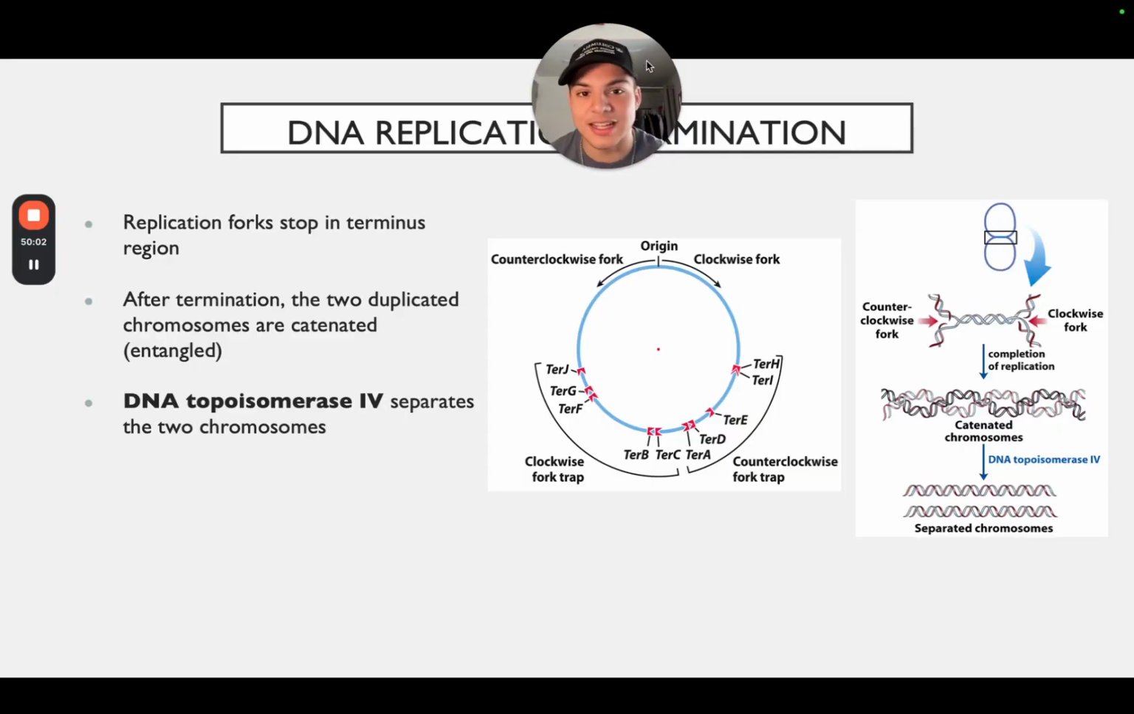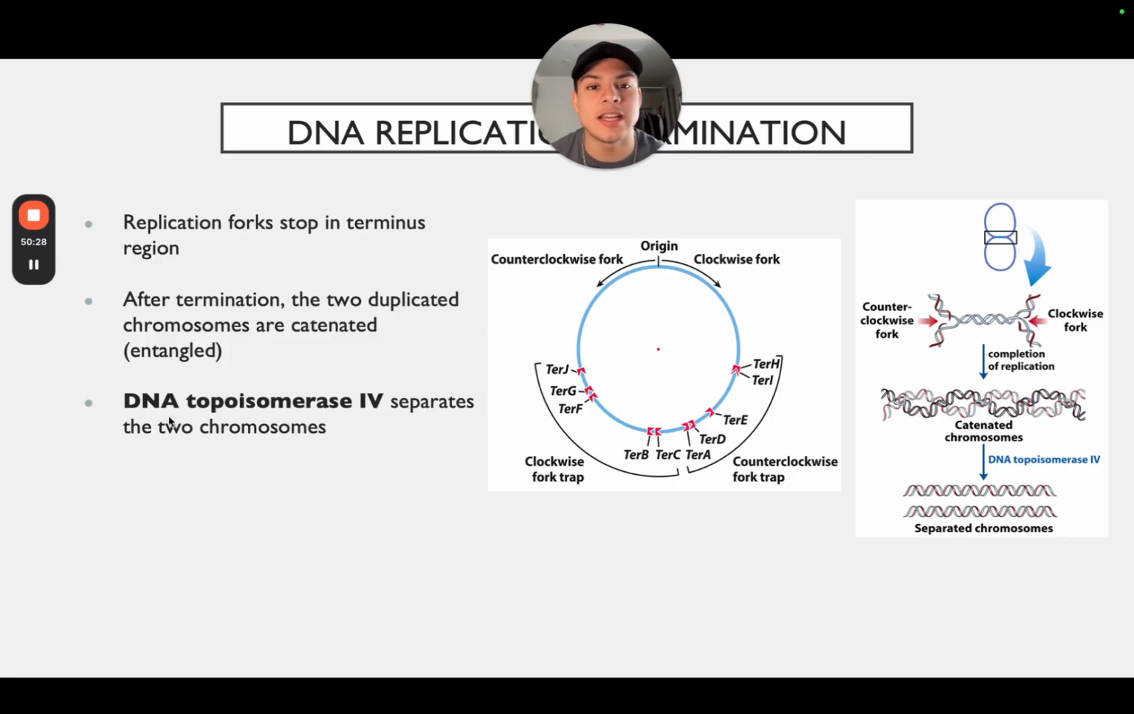So now moving on to the last step, DNA replication, the termination. The replication fork stops in the terminus region, into these terminus sequences, stop sequences, whatever you want to call them, TER. And when it stops here, you're going to form 2 duplicated chromosomes that are catenated, which just means that they are entangled. It means that they're not going to be already separated. They're going to be entangled, and you need an enzyme to untangle them, to separate them fully.